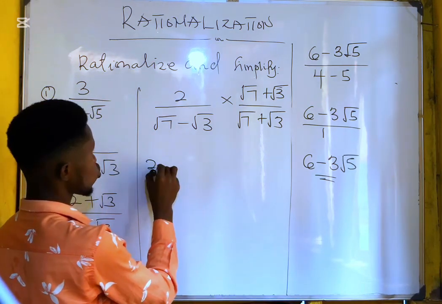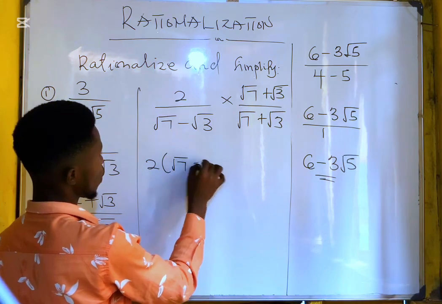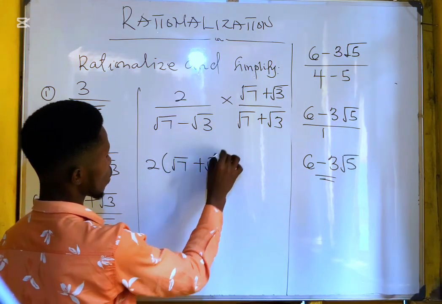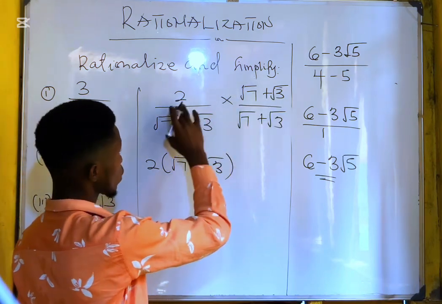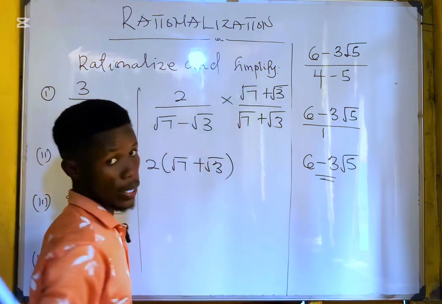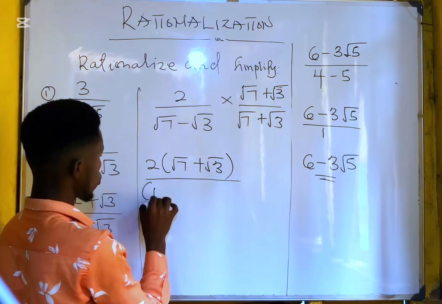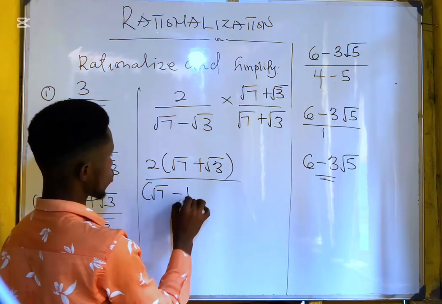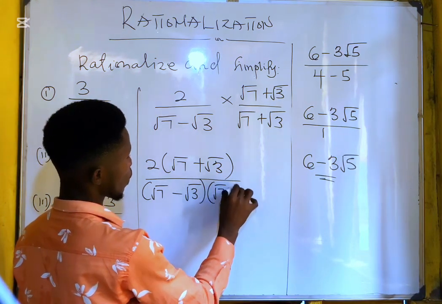This gives us 2 bracket open root 7 plus root 3. The reason why I bring the bracket is that this 2 is multiplying this and that. So if you don't take care, you just multiply by this and leave this. That is wrong. So it's better you bring the bracket too, so that it will remind you. Root 7 minus root 3, root 7 plus root 3.